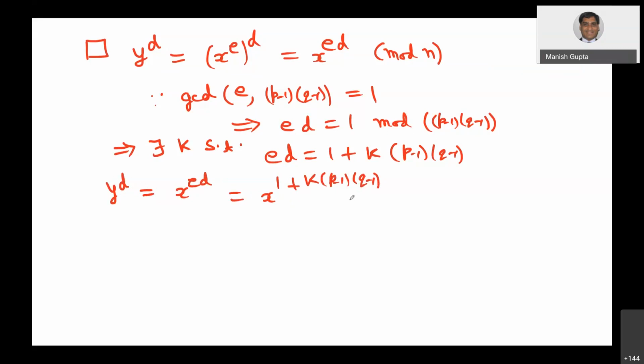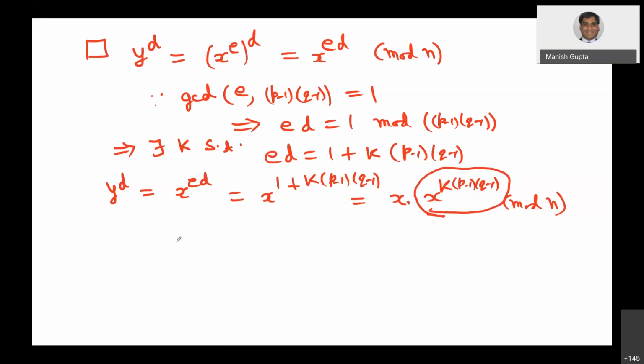right? This can be written as X into X raised to power K times (P minus 1) into (Q minus 1), mod N. I have just substituted the value of ED here, which is this. Now I focus on this quantity, X raised to power K times (P minus 1) times (Q minus 1). So Y raised to power D will be X if somehow I can show that this value is nothing but 1. So how can we show that this quantity is 1? And if you can show this, then our job is done.